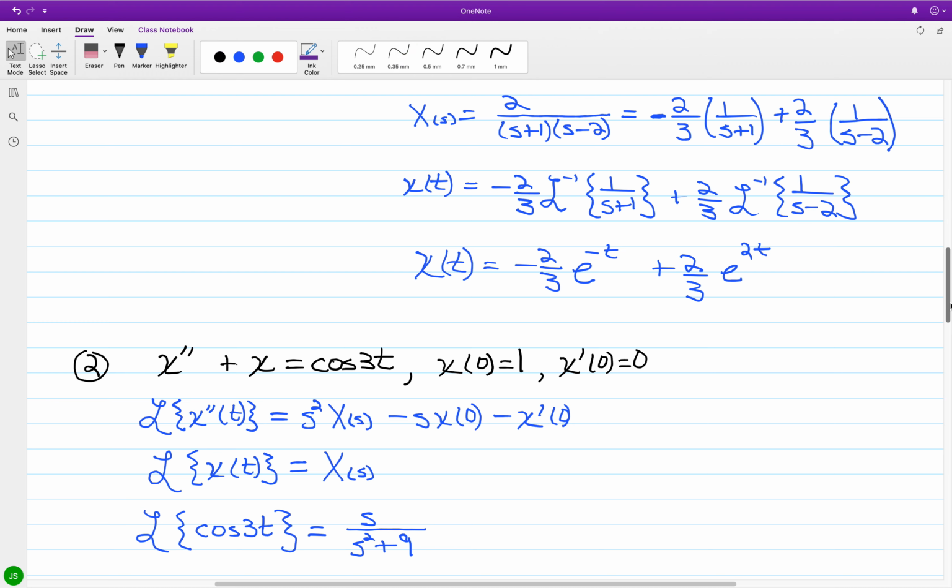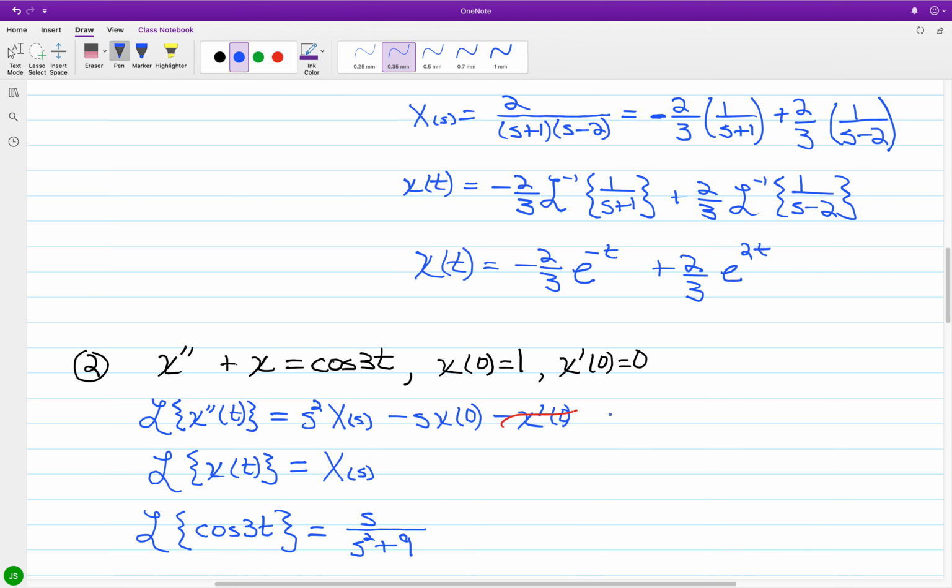For the next second order differential equation, we have x double prime plus x equal to the cosine of 3t, with the conditions x naught equal to 1 and x prime naught equal to 0. Translating into Laplace transform variable expressions, for the second order derivative we have s squared times the Laplace transform X of s minus s times x naught, with x naught at 1, minus x prime naught, which is 0.